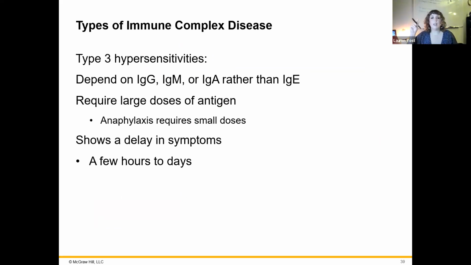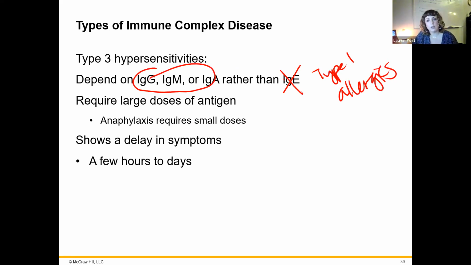So in type 3, it can be IgG, IgM, or IgA, more commonly IgE, and not really. That's what we were considering for type 1, right? The allergies. But it can involve any of these. It just depends on what happened to cause this to build up, right? This will require a large dose of antigen in order to stimulate this response, whereas when we talk about anaphylaxis in type 1, this will require a small dose. So that's a comparison as well.